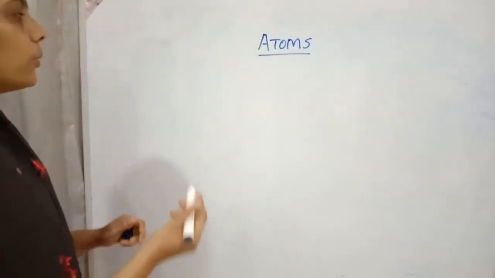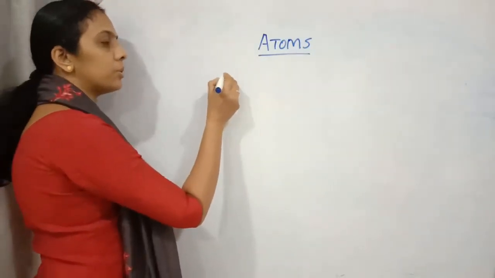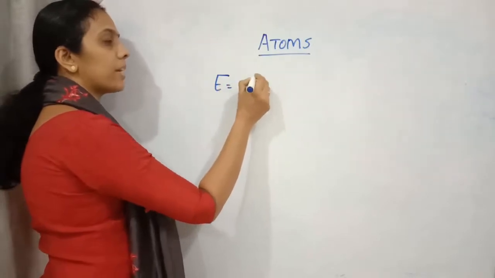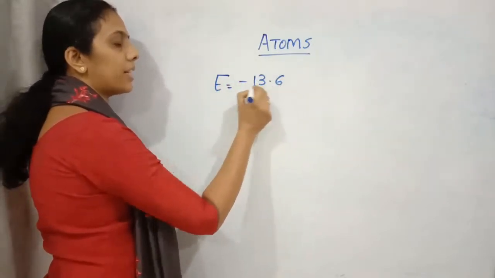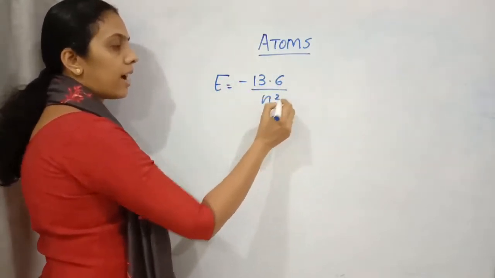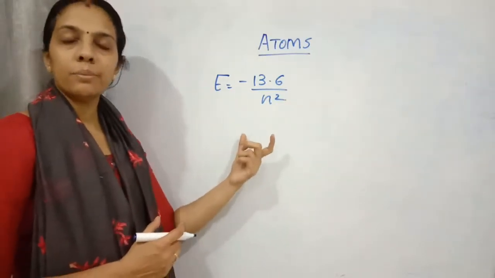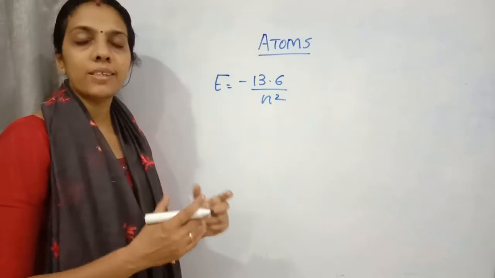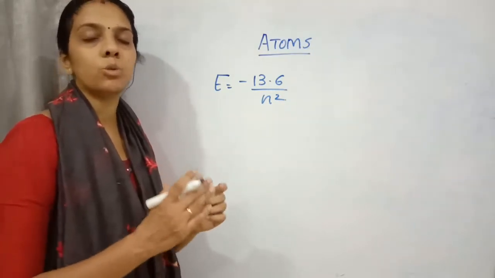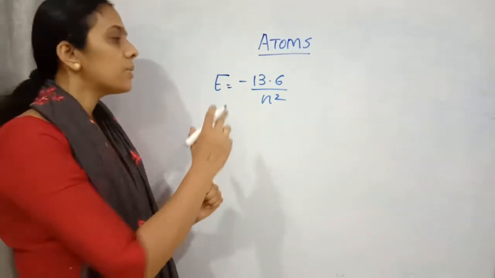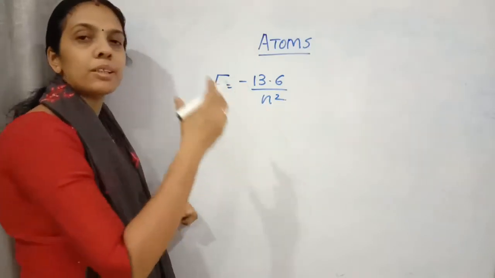When you do the calculations, you will come to know that energy equals minus 13.6 divided by n square. As I said in the previous videos, I won't be doing the derivation part. I'll just tell you the formulas and how to apply them. Here n is the principal quantum number.